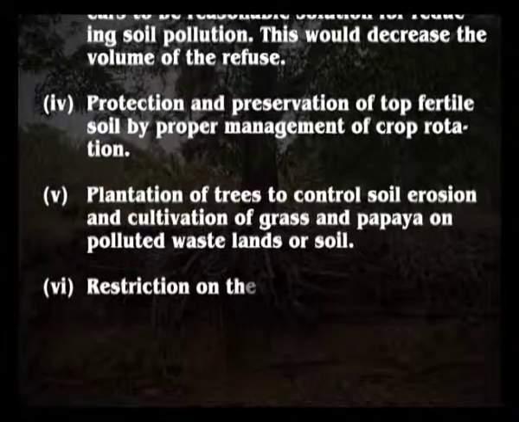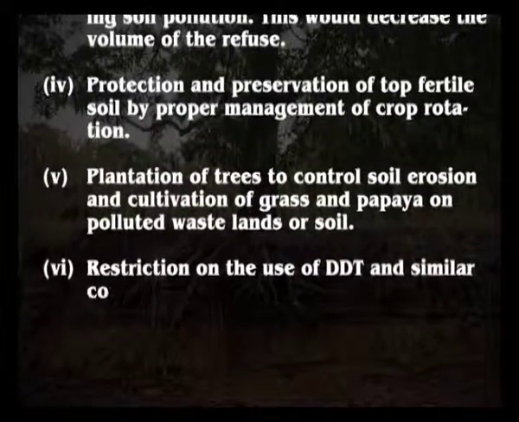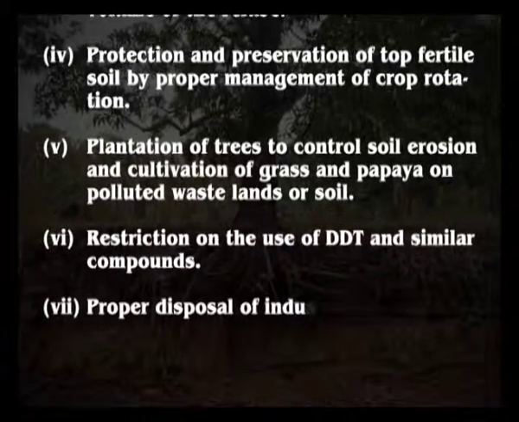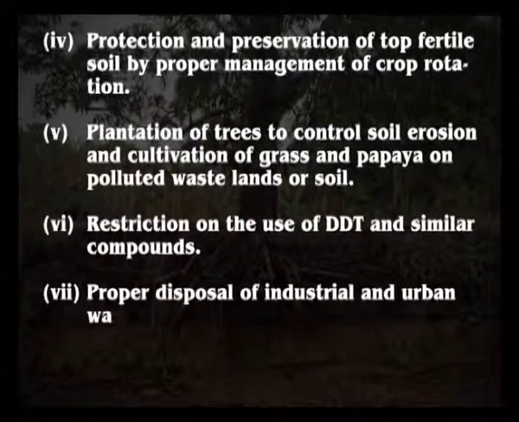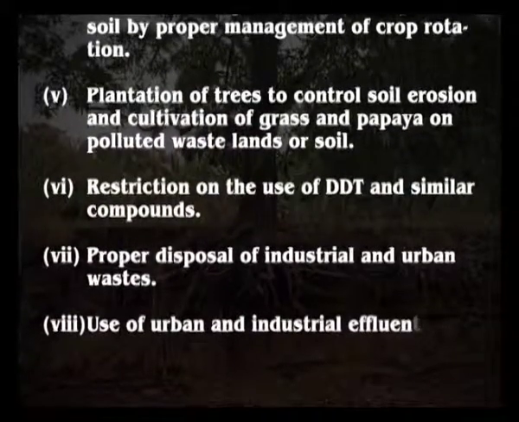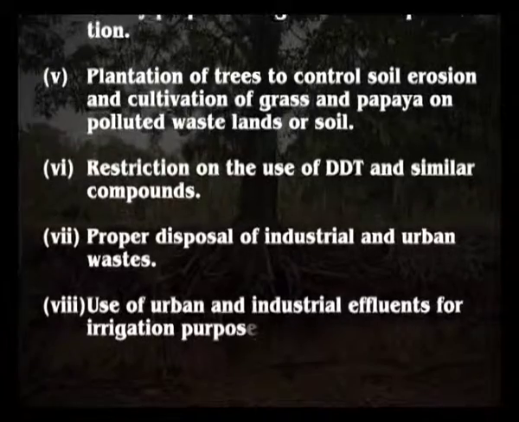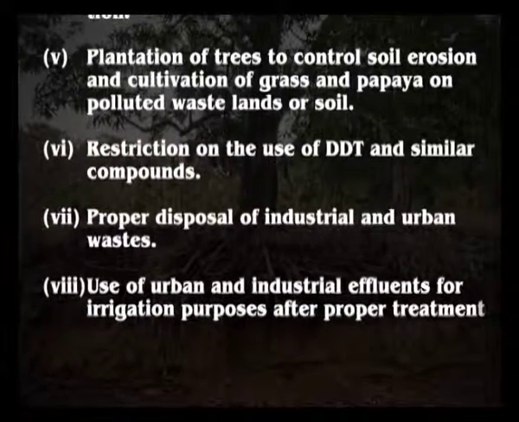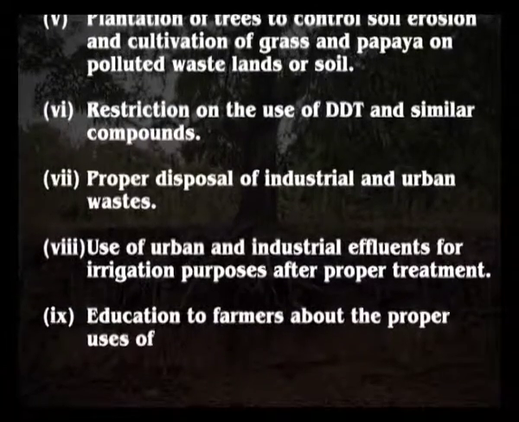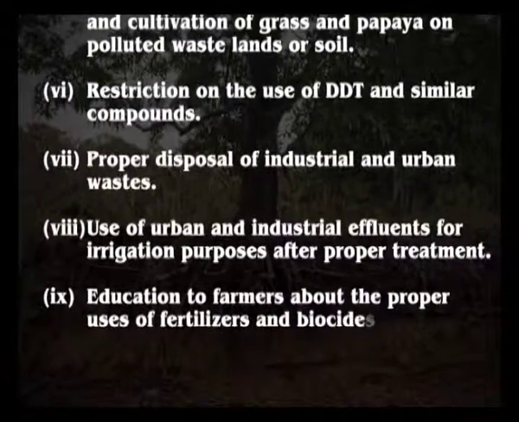Sixth, restrictions on the use of DDT and similar compounds. Seventh, proper disposal of industrial and urban waste. Eighth, use of urban and industrial effluents for irrigation purposes after proper treatment. Ninth, education to farmers about the proper uses of fertilizers and biocides.